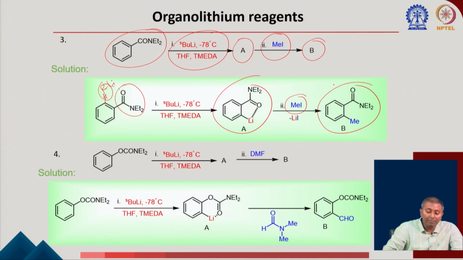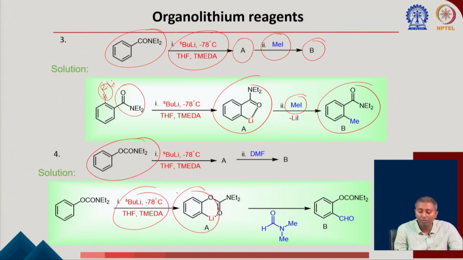Again there is another example. So this could also be used as a protecting group. So this carbamate can act as a protecting group here. First will be again very similar conditions. There will be formation of this corresponding aryl lithium here, which can react with DMF to introduce the corresponding aldehyde here.